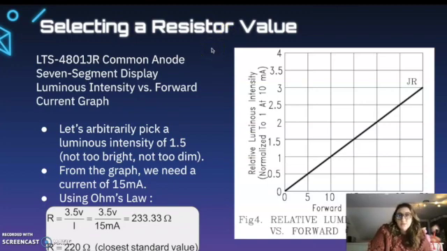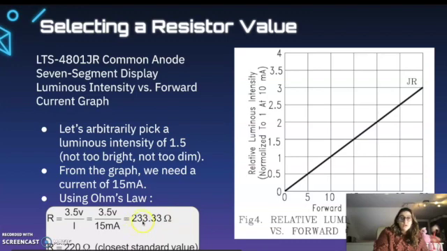So let's take a look at actually selecting a resistor value. The LTS 4801JR common anode 7-segment display luminous intensity versus forward current graph is located right here, as if that couldn't have a longer name. Basically, this graph is telling us we have forward current and relative luminosity. If we pick a luminous intensity of 1.5, that's about in the middle. 2 would be the exact middle, but we'll work with 1.5. From the graph, we need a current of 15 milliamps. So if we look at 1.5 right here, we know that we need 15 milliamps in order to get that luminosity. And then we can use Ohm's law to calculate the resistor that we need.